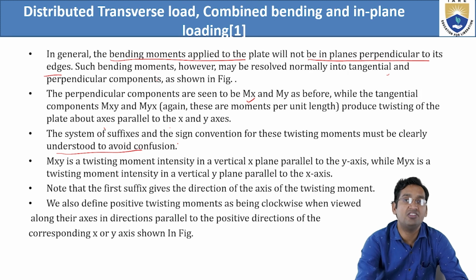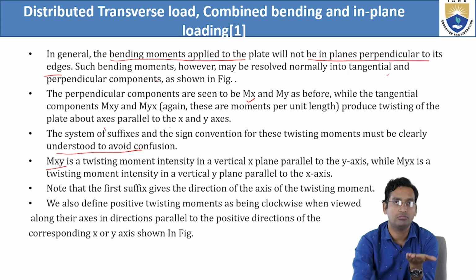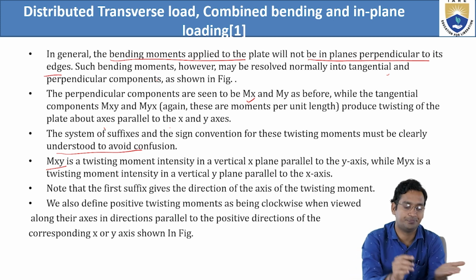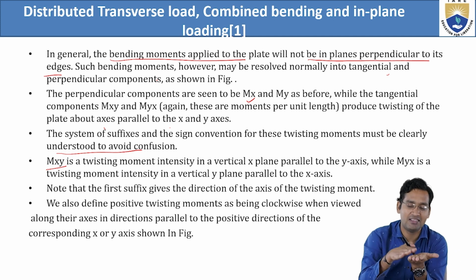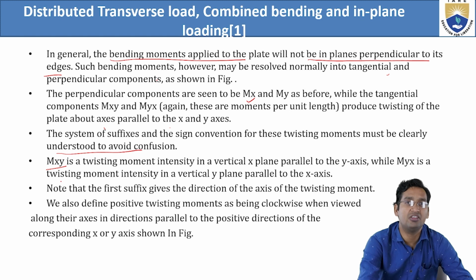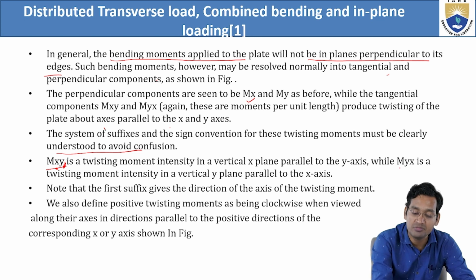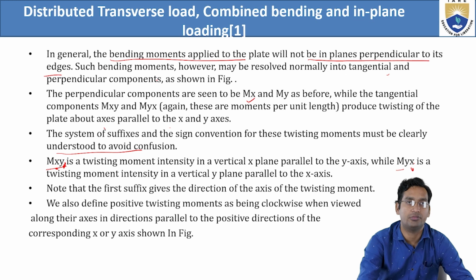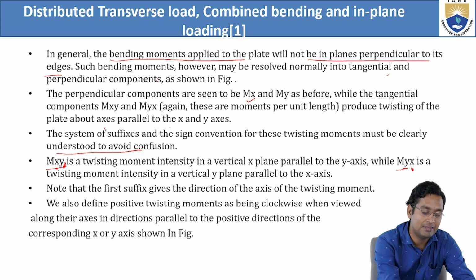Mxy is a twisting moment intensity in a vertical x plane, parallel to the y axis. Similarly, Myx is a twisting moment intensity in a vertical y plane, parallel to the x axis. Note that the first suffix gives the direction of the axis of the twisting moment, the axis along which we are twisting. In this case it is along y, and in this case along x.